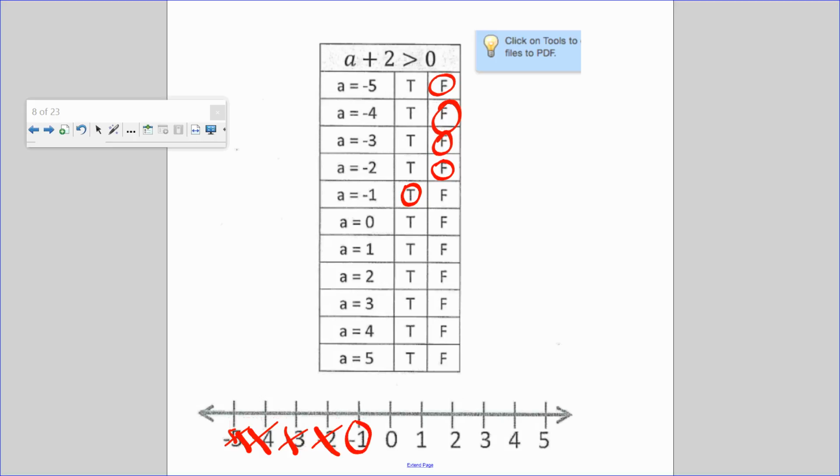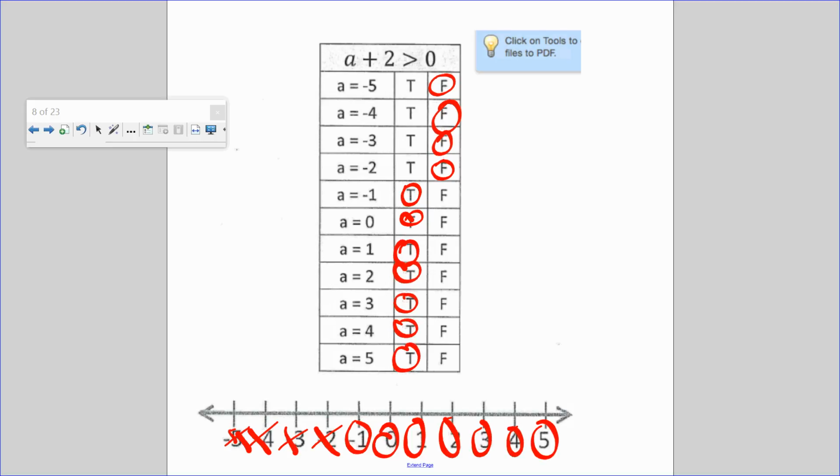0 plus 2 is 2. Is that greater than 0? True. I circled this. What about 1 plus 2 is 3? Is that bigger than 0? That's true. Circle that. What about 2 plus 2 is 4? Is that bigger than 0? Yes. I circle this. What about 3 plus 2? Is that bigger than 0? Yes, it is. What about 4 plus 2? That's 6. Is that bigger than 0? Yes, it is. Circle it. And what about 5 plus 2 is 7?